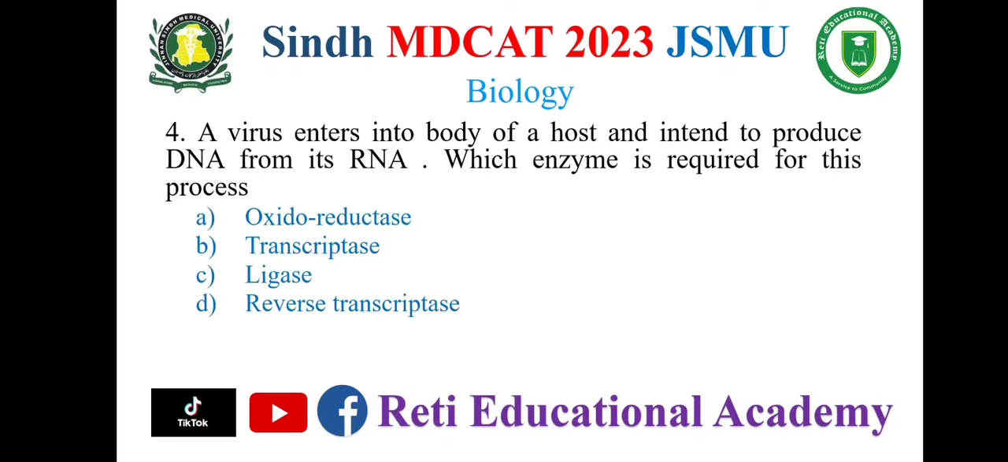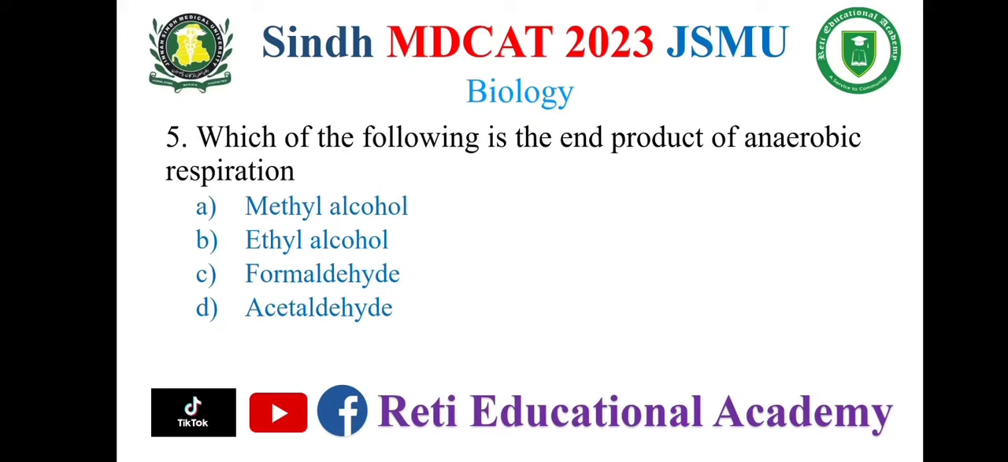Question number 4. A virus enters into body of host and intends to produce DNA from its RNA. Which enzymes is required for this process? A. Oxidoreductase. B. Transcriptase. C. Ligase. D. Reverse transcriptase. And the correct answer is D. Reverse transcriptase.